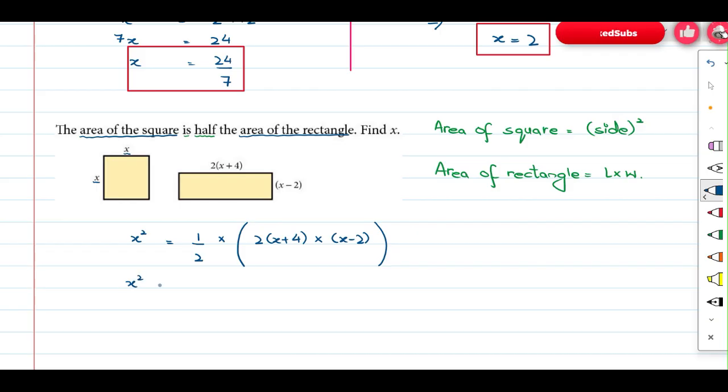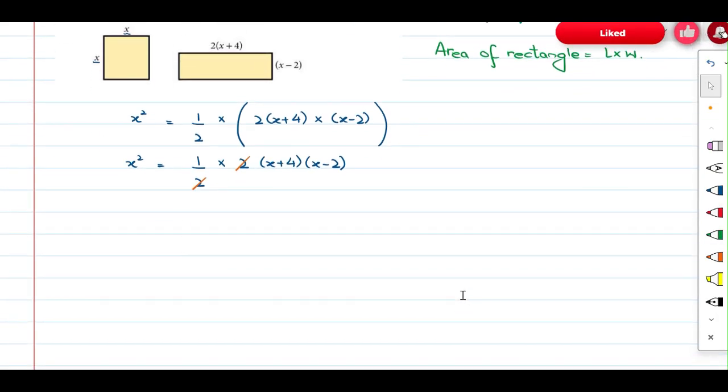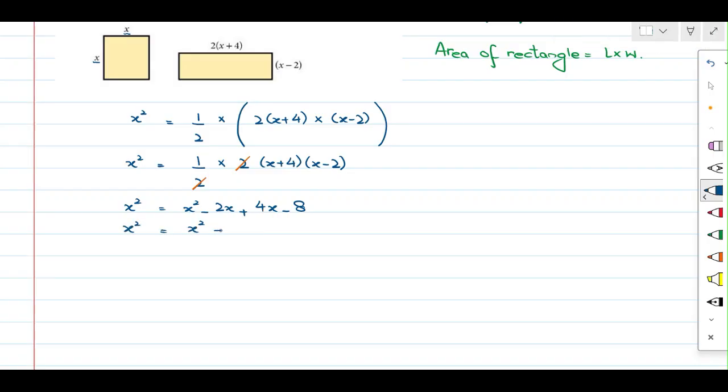Now this x square, we need to solve for x. Now 1 by 2 into 2 times x plus 4 into x minus 2. You can see we can easily cancel this 2 with this 2. 2 by 2 is just 1. We are just solving for x. So we have x squared equals x times x is x square, x times 2 minus 2x, 4 times x is 4x, 4 times 2 minus 8. So here we have x square equals x square plus 2x minus 8, because 4x minus 2x is 2x.